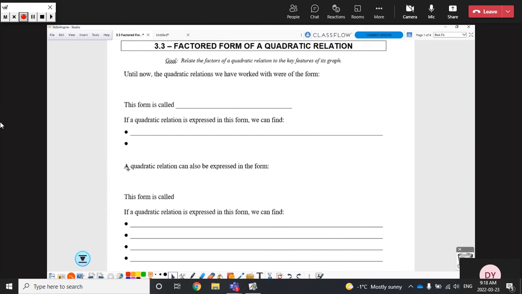Okay, folks, so far, up until now, we've been working with quadratic relations. We were working with quadratics in this form here. Remember the ax squared plus bx plus c? We've been always working with that. And does anyone remember what we call that? It might be a little bit of a stretch, but yeah, we call that standard form. So we can write that right here, standard form.